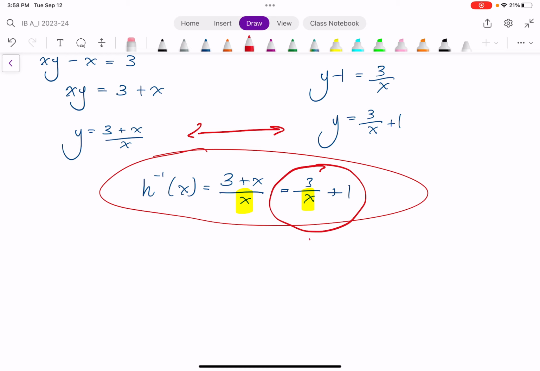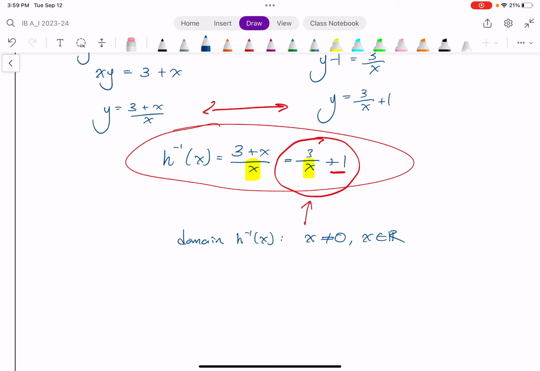Because if you look at this equation right here, it's 3 divided by a number of your choice, except 0, and then add 1. Besides 0, you can divide 3 by anything you want. You can add 1 to anything you want. So x can be any number you want except 0. And so therefore, the domain of the inverse is x can be any number but 0. Other than that, x can be any real number. Any real number as long as it's not 0.